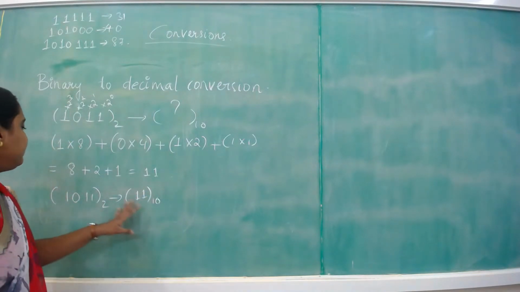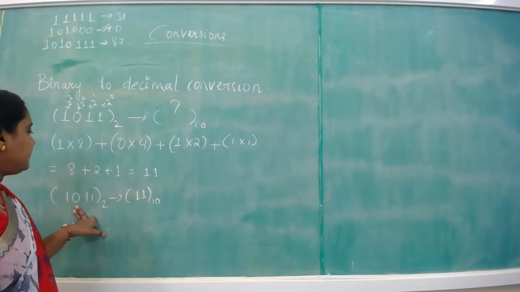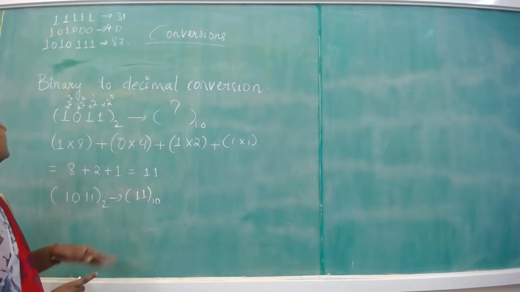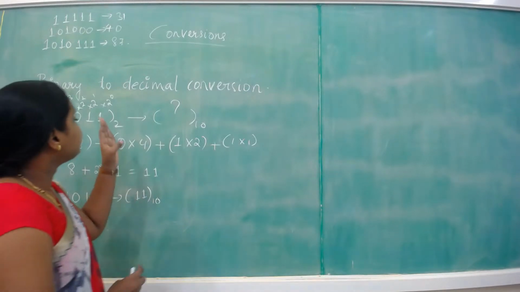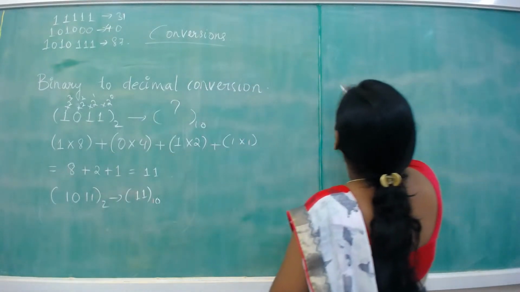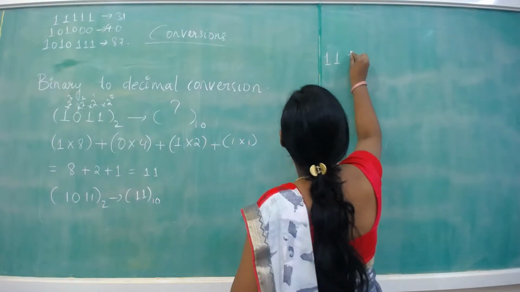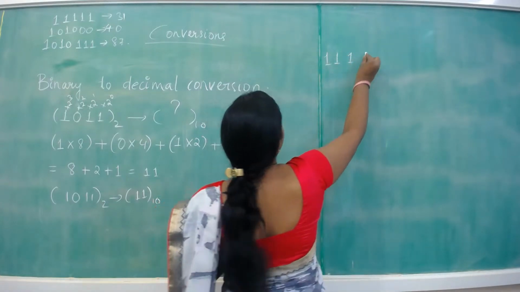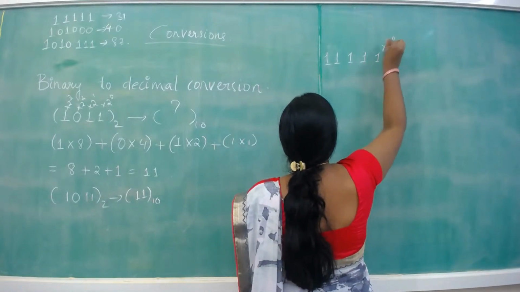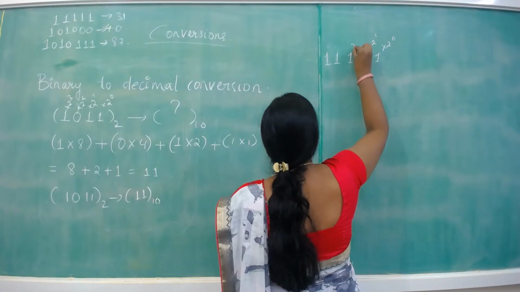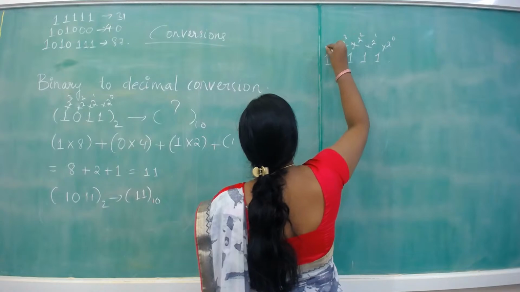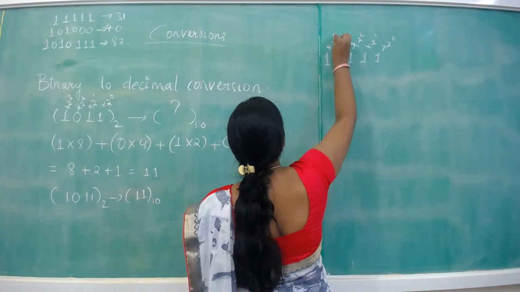Okay. Binary 1011 is nothing but 11. This is the first conversion. Next, I will take the value that we have already computed in terms of decimal to binary. The value is 1, 1, 1, 1, 1. So what we have to do? Into 2 to the power of 0, 2 to the power of 1, 2 to the power of 2, 2 to the power of 3, 2 to the power of 4.